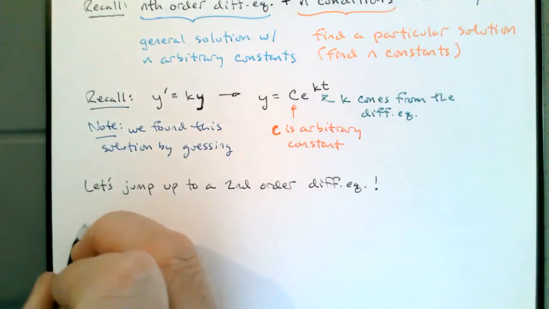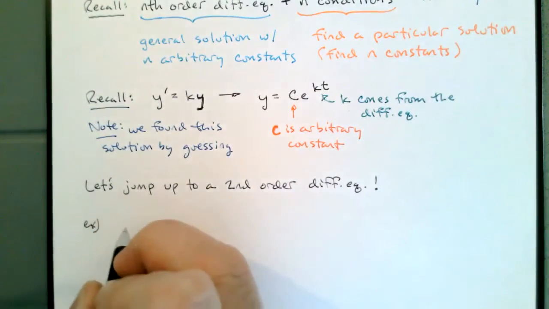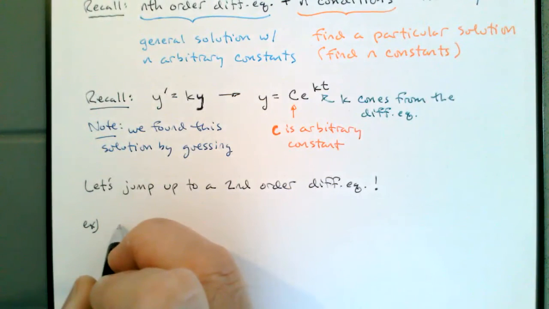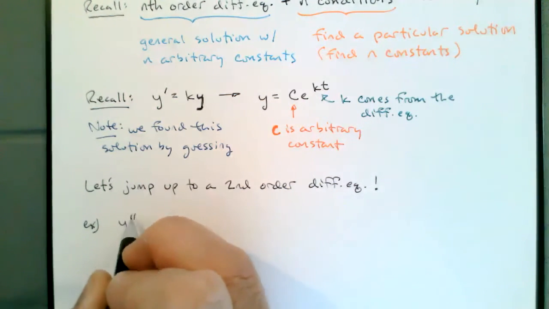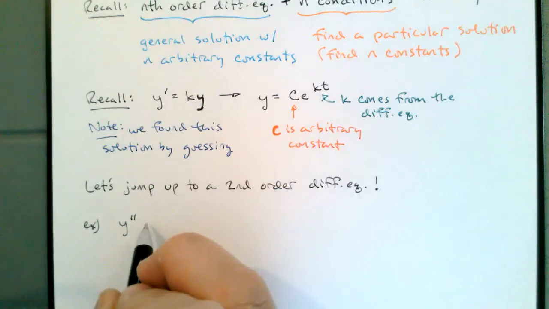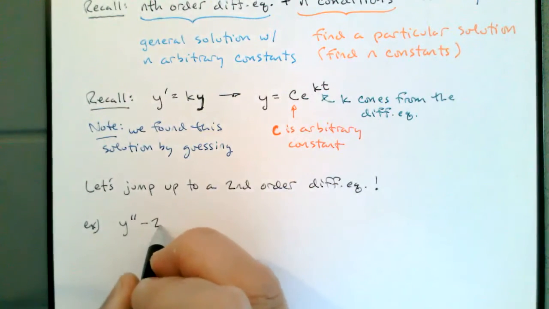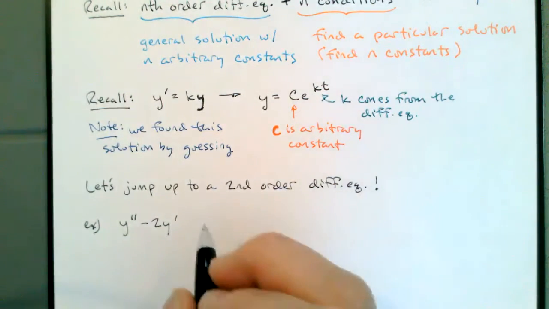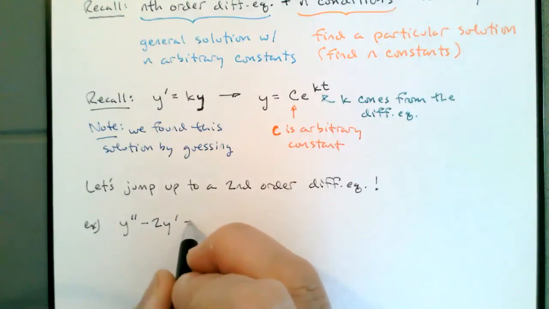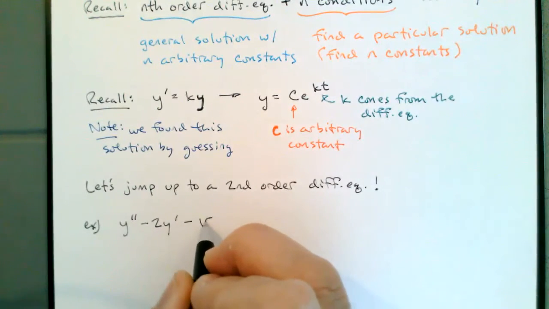So I'm going to do an example. Let's say that y double prime, what do I want? 3 and 4 too close together. 3 and 5 is good. Minus 2 y prime. If I did 3 and 5, I'll have a 15. And I clearly subtracted.